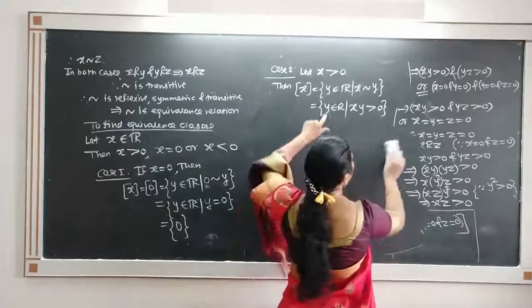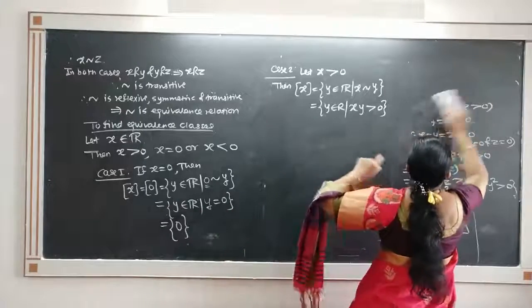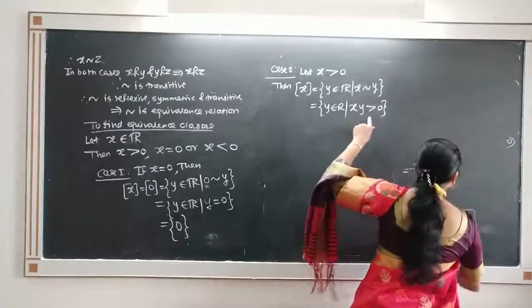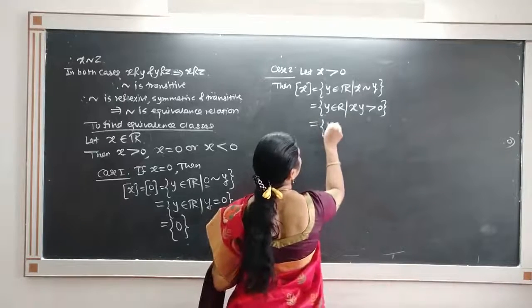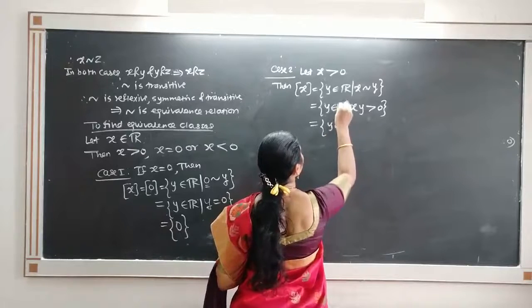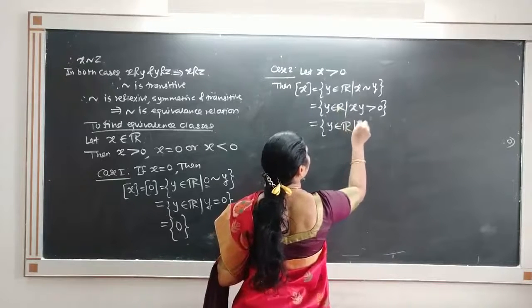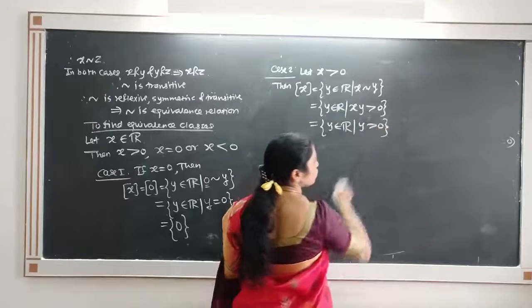So only one condition remains, such that xy is greater than 0. So obviously all those y such that, if x is greater than 0 and we want the product to be greater than 0, when will this happen? This will happen if and only if y is also greater than 0.